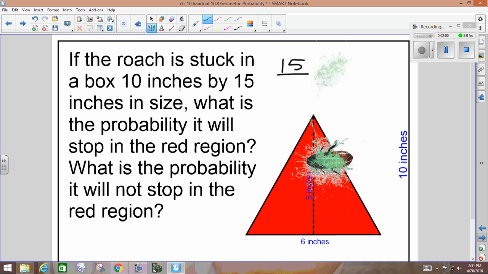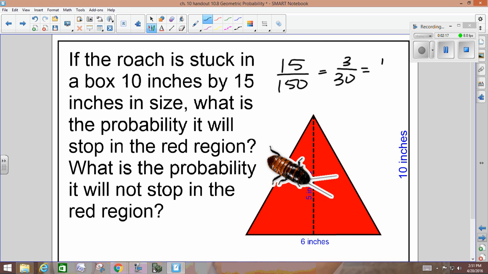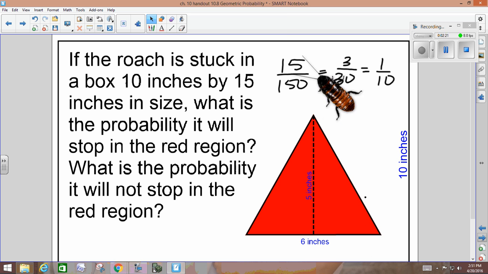So we want him to be in the 15-inch one, but he could go anywhere in that rectangle that's 10 by 15, so that gives us an area of 150. Reduce that. 5 goes into 15 3 times. How many times does 5 go into 150? 30. Oh, this would have been 1/10. Okay. So there's a 1 in 10 chance that it will land in the triangle rather than anywhere else in the rectangle.